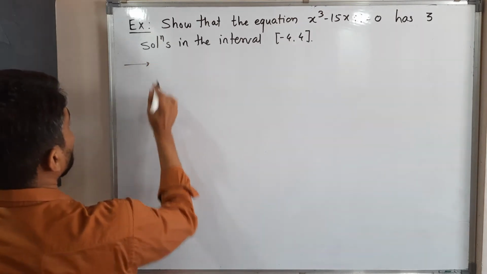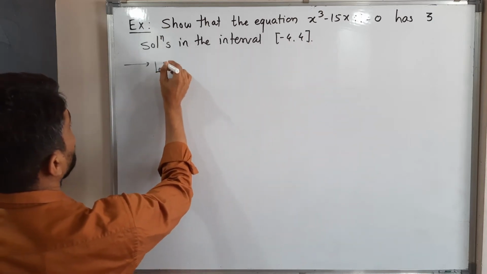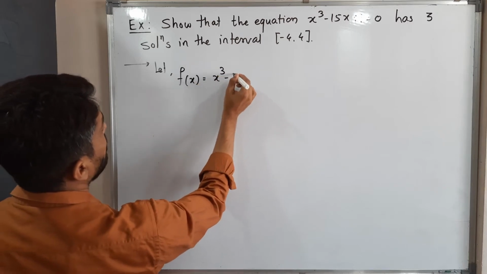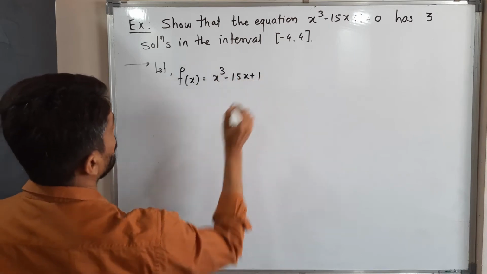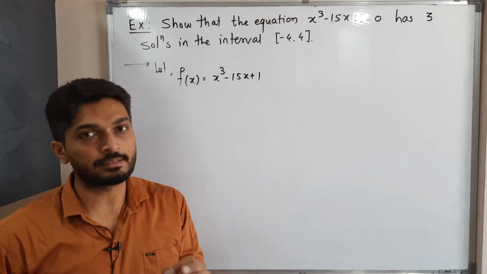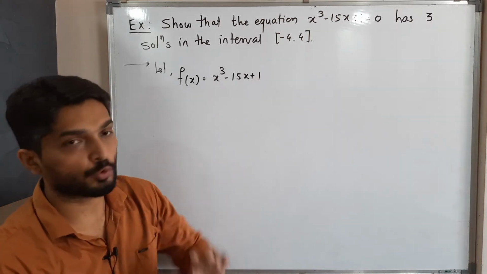Whatever the polynomial we have, we call it f of x, that will be our function. So let f of x is equal to x cube minus 15x plus 1. This is our function, and f of x is equal to 0 is the equation, and we have to find its solutions in this interval minus 4 comma 4.